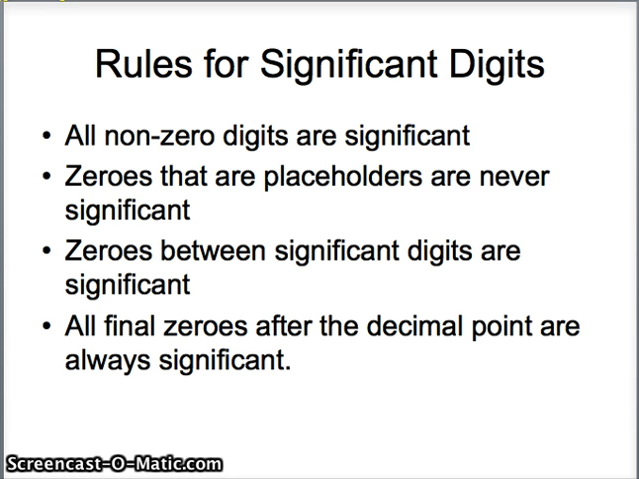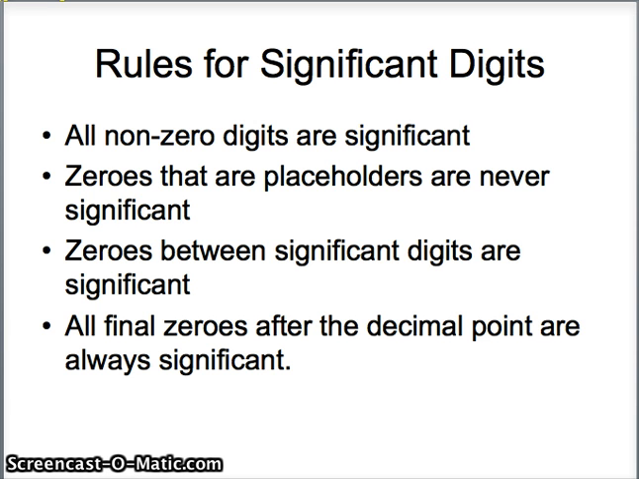So there are 4 rules. You gotta remember these 4 rules, and all these rules can and will be applied towards significant digits when you're looking at a particular value. Different rules are used when you're adding, subtracting, multiplying, and dividing. So let's go over these rules.